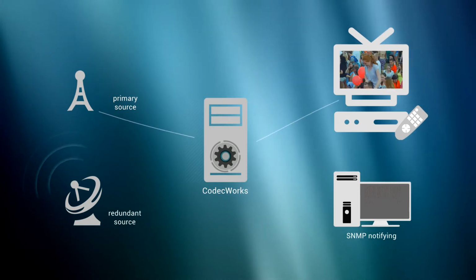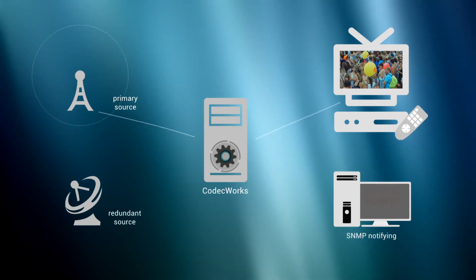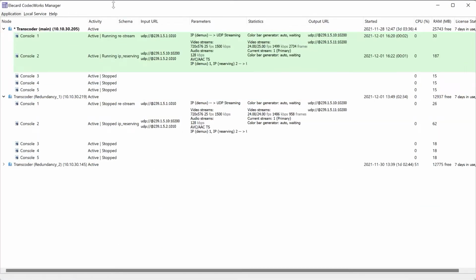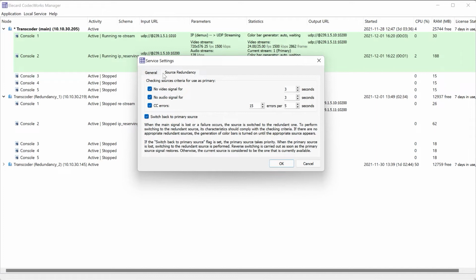In addition, you can set up other simple actions if redundancy and CBG are not suitable for your project, for example, encoding restart. To configure the triggers, open the Service Settings window and go to the source redundancy. By default, the trigger thresholds are set as follows: no video for 3 seconds, no sound for 3 seconds, 15 continuity counter errors per second for 5 seconds. If the encoder detects that these values are exceeded, it will switch to the redundant source or enable the CBG.